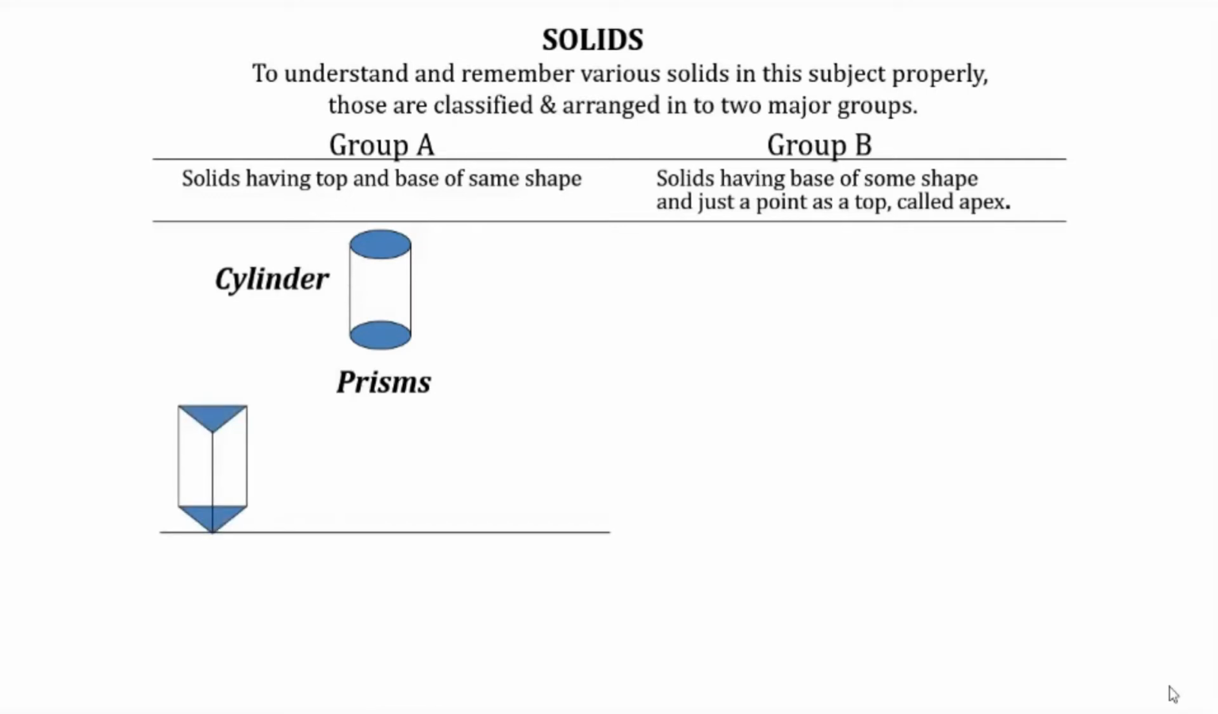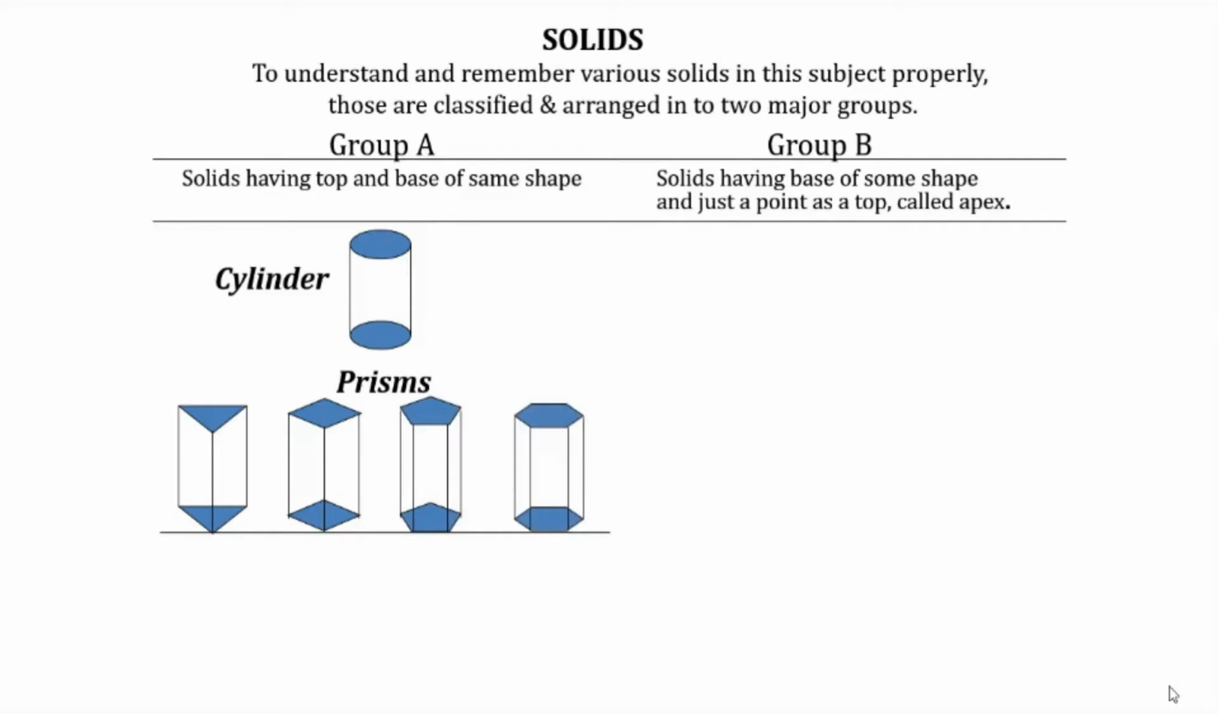The name of a prism is derived from the shape of its base or top. If the top and base are triangular, it is a triangular prism. If the top and base are square, it is a square prism. If pentagon, it is a pentagonal prism. If hexagon, it is a hexagonal prism. These solids fall in group A.